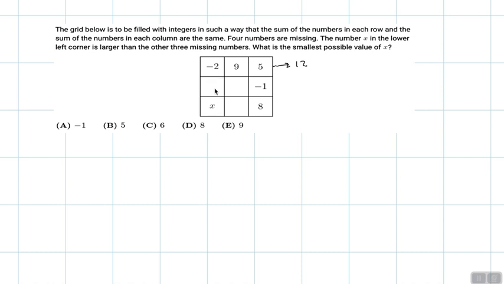Well, here, so this number has to be positive. So if this number were 6, x plus 6 minus 2 has to equal 12. Just playing around with this. So x plus 4 has to equal 12. So x would be equal to 8 there.